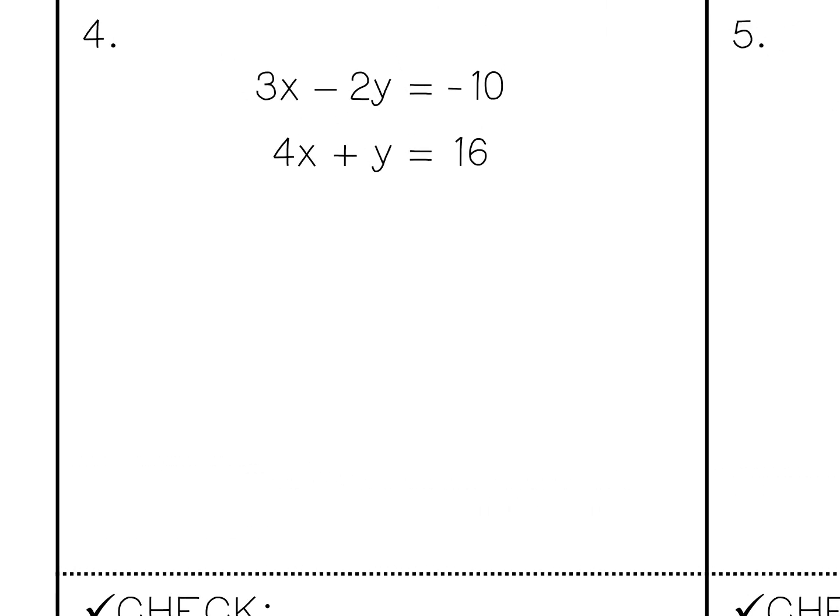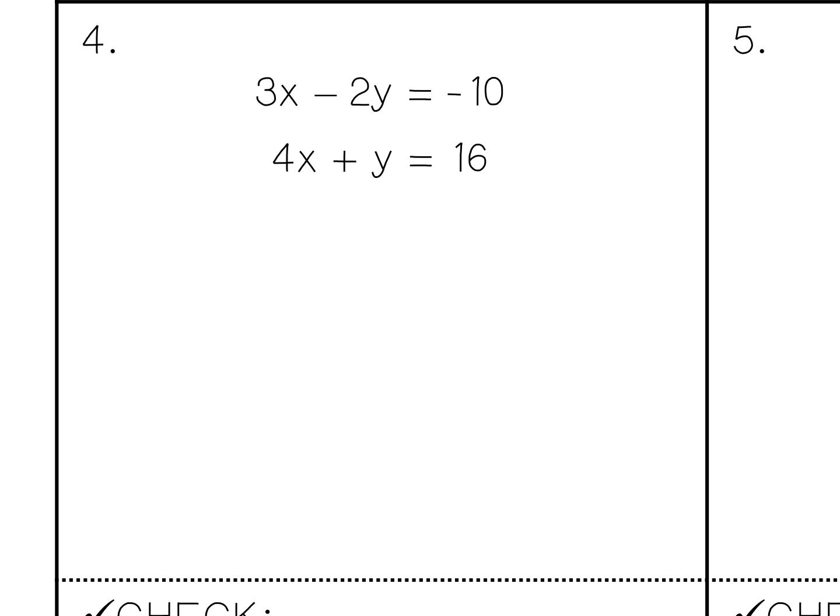So when we look at number 4, nothing is going to eliminate. However, I do have a negative and a positive on my y's. I just need this second one to be a positive 2. So if I want this y to be a positive 2, I can multiply this entire equation by 2.